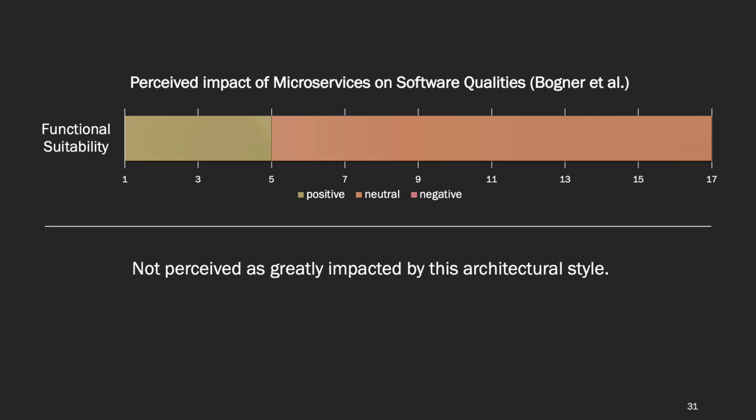Functional suitability seems not to be greatly impacted, at least in the eyes of the 17 interviewed practitioners. Some practitioners expect a higher appropriateness and correctness due to a better overview of the individual services and having these services more aligned basically to the business processes. But most of them report no noticeable impact on this quality. This makes pretty good sense as well, as we already know that the same functional behavior can be achieved with different architectural styles.